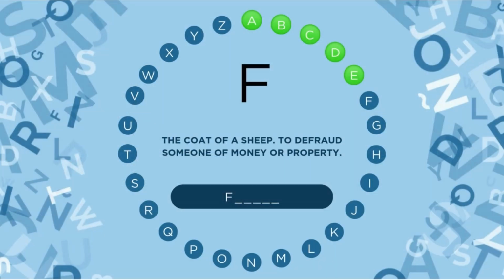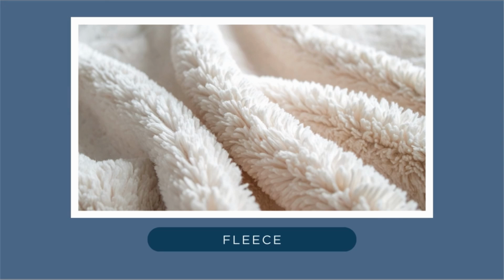The coat of a sheep, or to defraud someone of money or property, beginning with the letter F. And the answer is fleece.